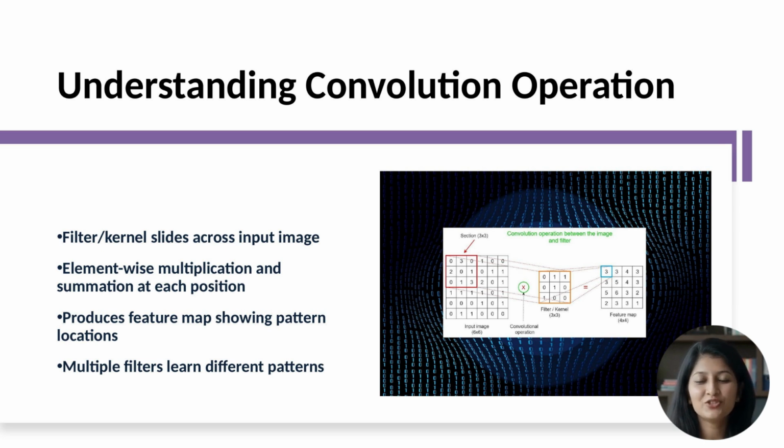A single convolutional layer typically has dozens or hundreds of filters. Each learns a different pattern. One might detect vertical edges, another horizontal edges, another diagonal edges, another color gradients, another textures. Each filter produces its own feature map. These feature maps stack to form the layer's output.